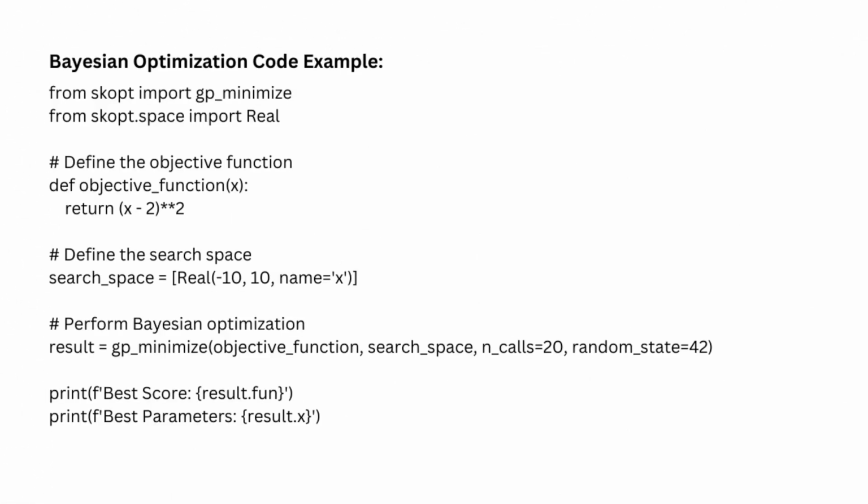Code example. Explanation of code. 1. Objective function. We define the objective function we want to minimize, a simple quadratic function. 2. Search space. We define the search space for the optimization, a real-valued interval from -10 to 10. 3. Bayesian optimization. We perform Bayesian optimization using the gp_minimize function from the scikit-optimize library, specifying the objective function, search space, and number of evaluations, 20. 4. Output. The best score, minimum value of the objective function, and the best parameters, value of x, are printed.